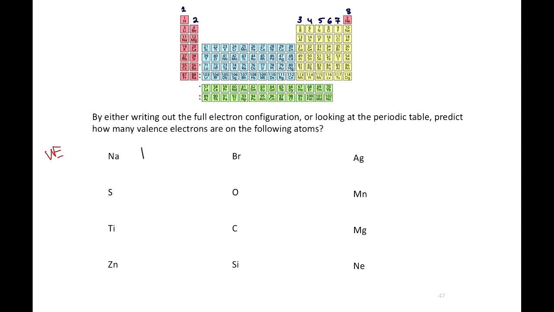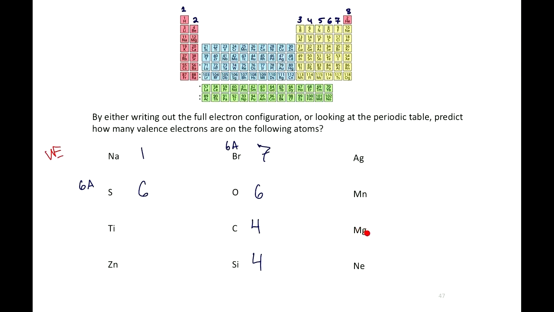All right, sulfur is a p block element, so we just look at its group number. Sulfur is in group 6A, so how many valence electrons does it have? 6, yes. Bromine, how many valence electrons? 7, because it's in group 7A, right? Oxygen's going to have 6, right? Carbon is going to have how many? 4, because it's in 4A. Silicon's also going to have 4, because it's in 4A.